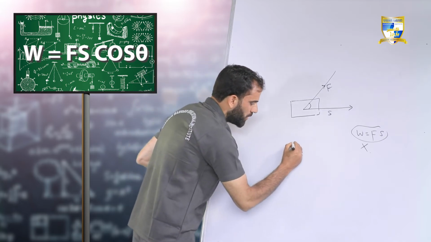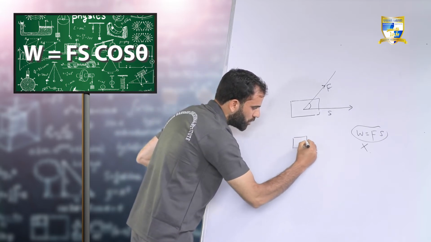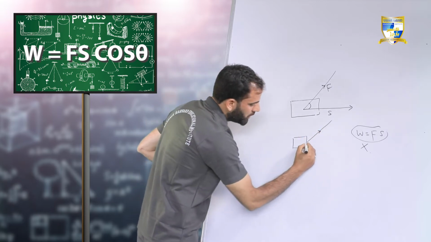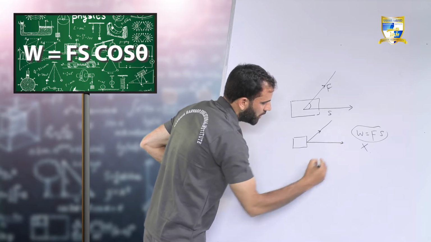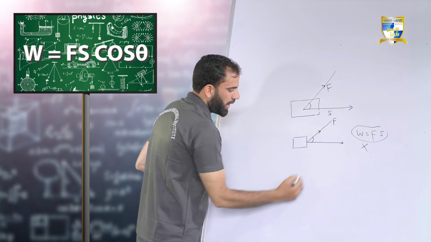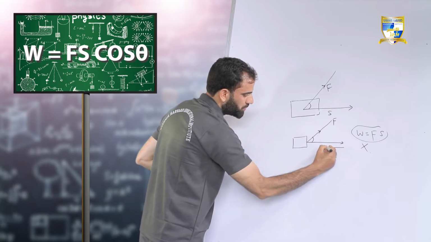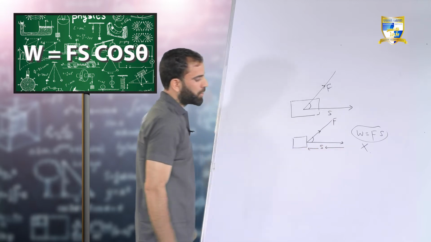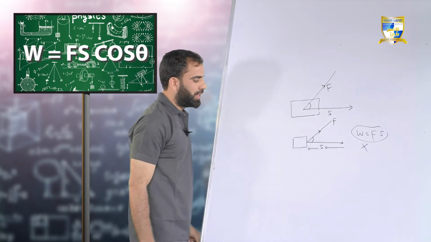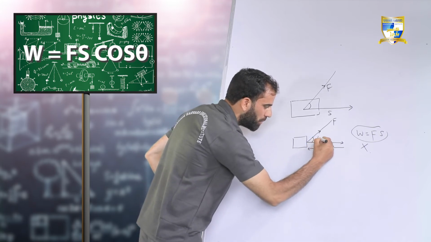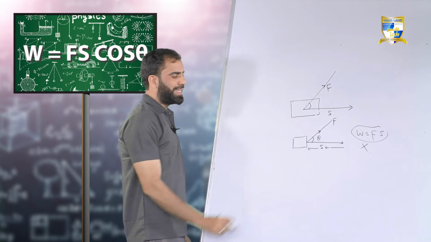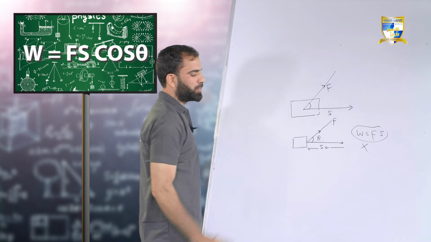See here. If here is a box, you are applying a force F at some angle, the box is moving along a horizontal direction, and there is an angle between the force which we have applied and the displacement of the box. So an angle has been created between force and displacement. Let this angle be theta.